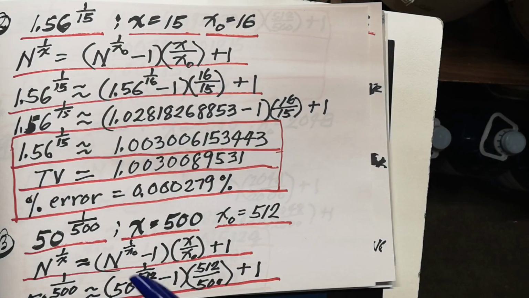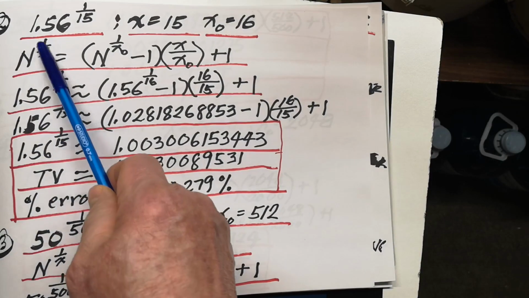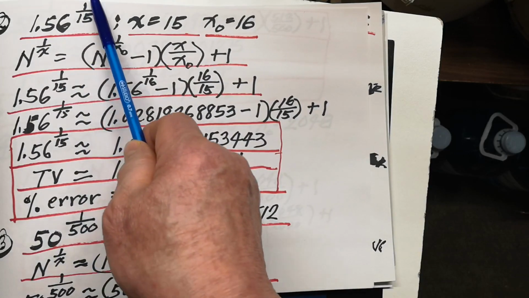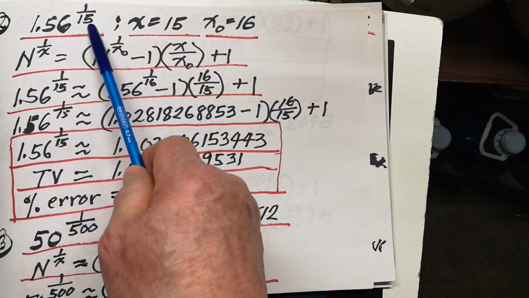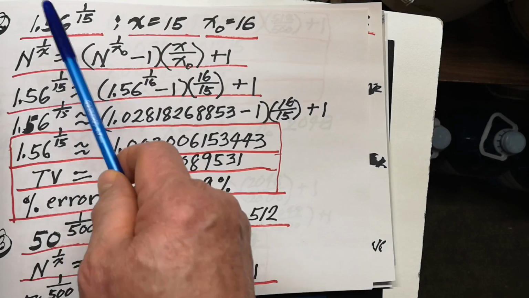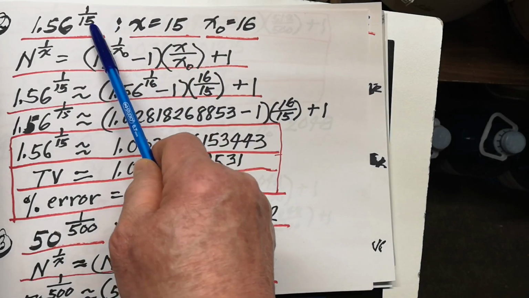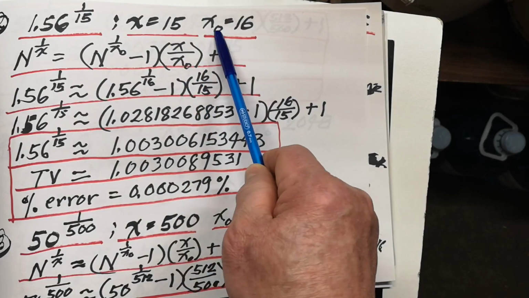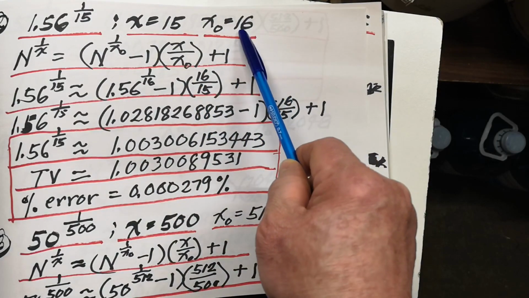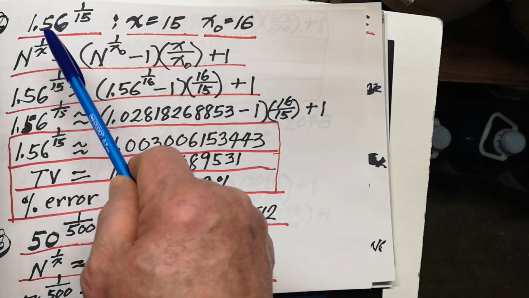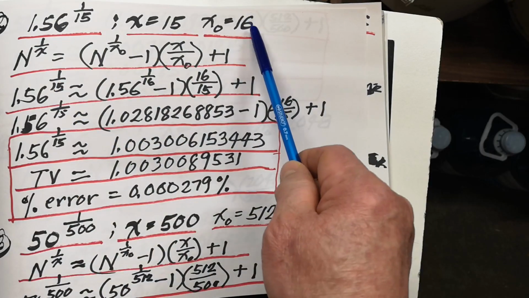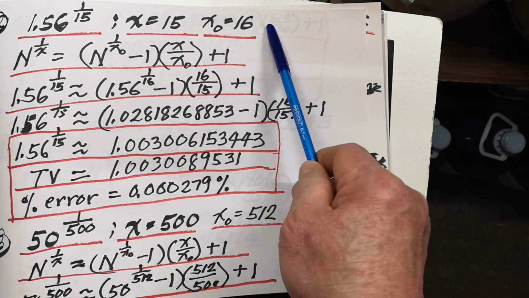The second example, 1.56 raised to the 1 over 15. That's the 15th root of 1.56. So x here is 15, and x sub 0 is 16. That's the 16th root of 1.56, which you can get from the simple calculator.